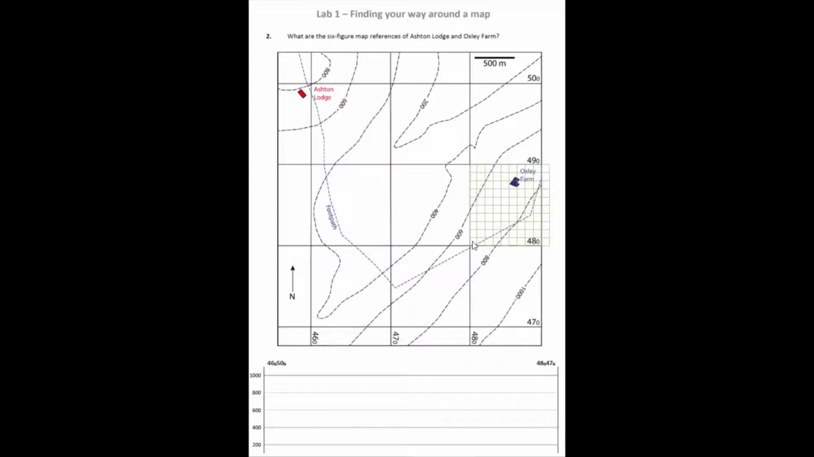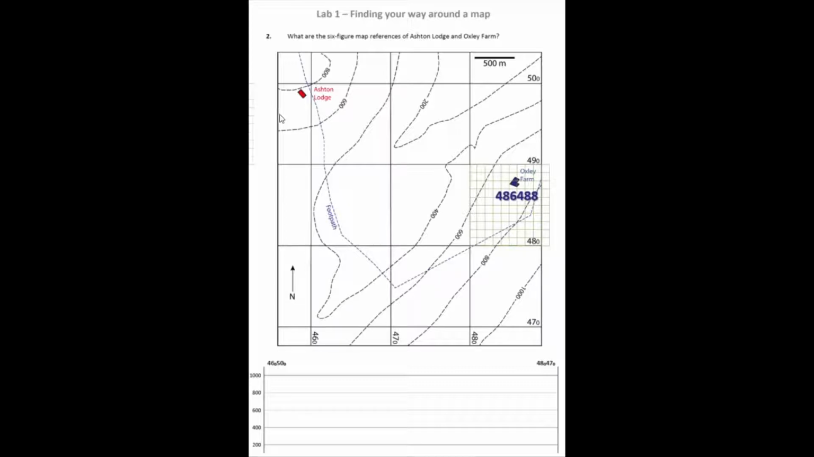So we're in the 480 x. 1, 2, 3, 4, 5, 6. So our x coordinate for Oxley Farm would be 486. And our y coordinate, this is at the 480 y line. So we go up 1, 2, 3, 4, 5, 6, 7, 8. So 488. So that should be 486, 488, which is the grid reference for Oxley Farm.